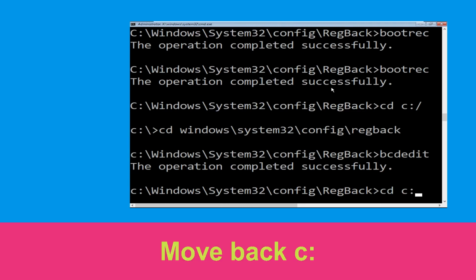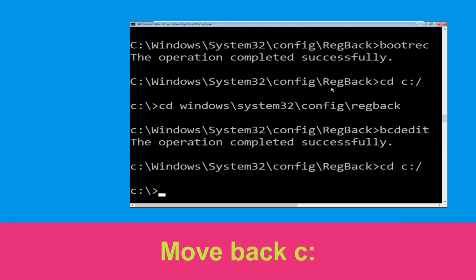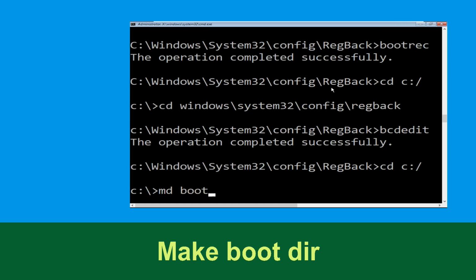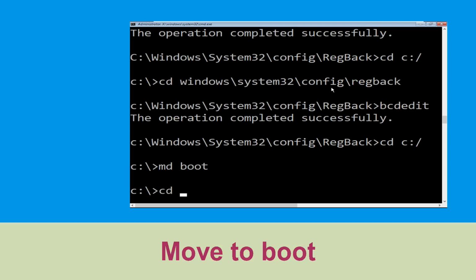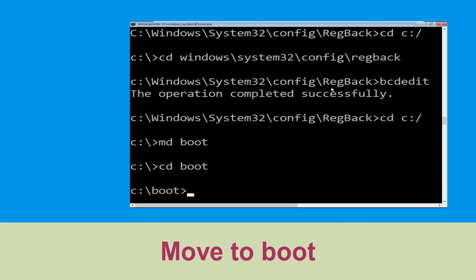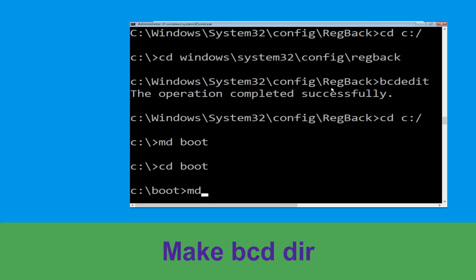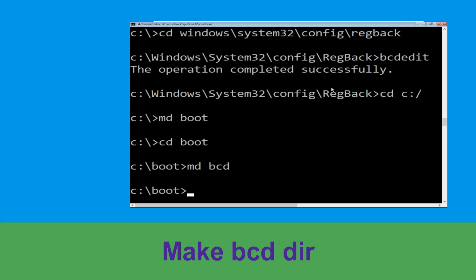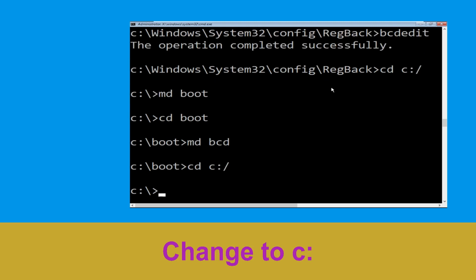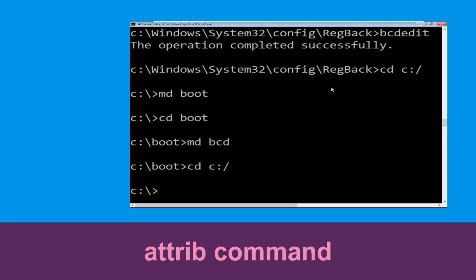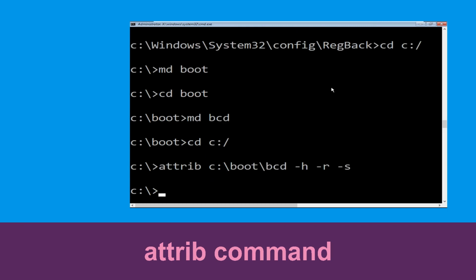Now type cd c:/ and hit enter. Now type this command md boot and simply hit enter. Type cd boot and hit enter. Now execute this command. Type md bcd. Type cd c:/ and hit enter. Now type attrib c:/boot/bcd -h -r -s and hit enter to execute.